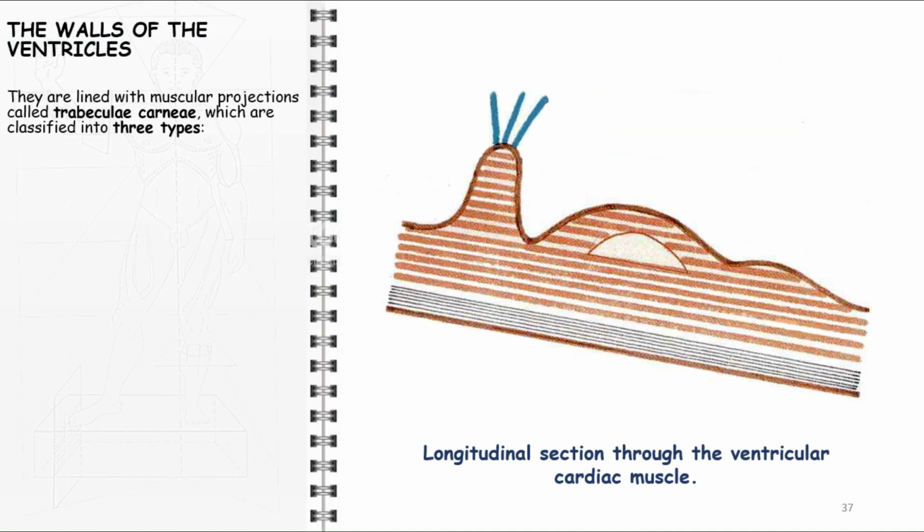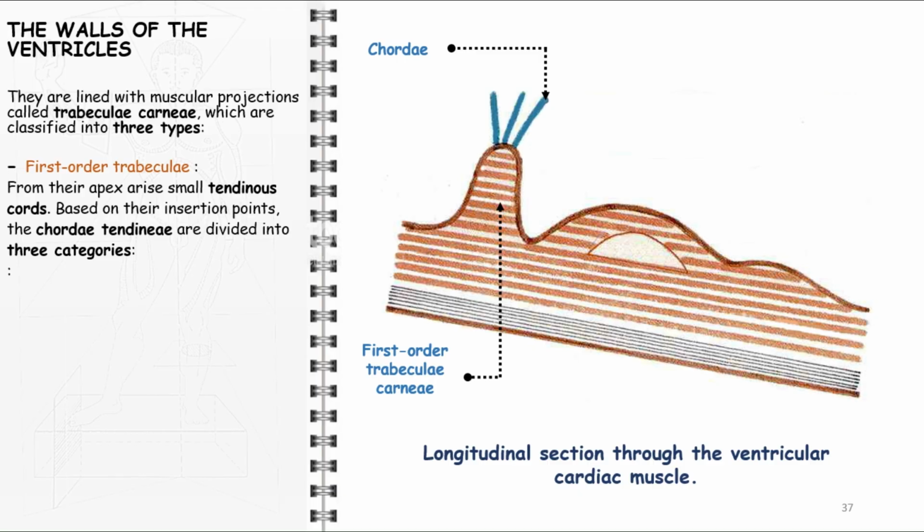The walls of the ventricles are lined with muscular projections called trabeculae carneae, which are classified into three types. First-order trabeculae, also known as papillary muscles, are conical in shape and attached by their base to the ventricular wall. From their apex arise small tendinous cords that insert into the edges and parietal surface of the atrioventricular valve. Based on their insertion points, the chordae tendineae are divided into three categories.